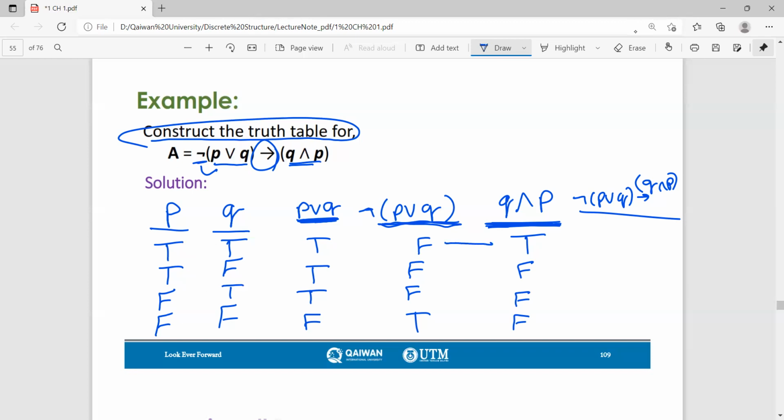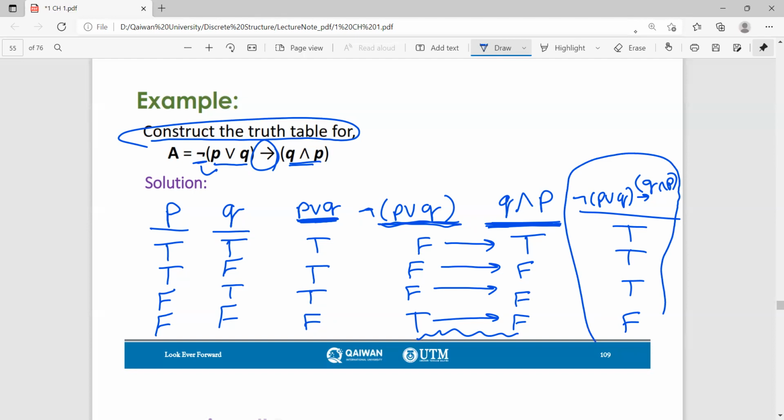Now we combine these two by if-then. We get only one case which is false: if the first is true and the second is false. Let's check which one is that case. This one, so this is false, and all the others are true. We get true, true, true, and the last one is false. So this is the truth table for this compound statement.